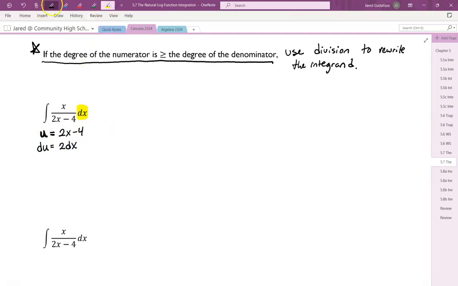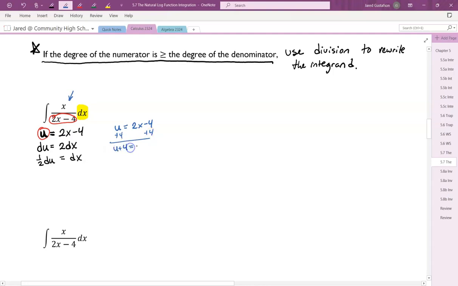Now the problem with that is rewriting 1/2 du equals dx. We still have this x that's floating around up top. So what did we talk about in cases like this? How do we get rid of that x? Well, if we rewrite the u equation and solve for x, we can then replace x with that. So how could we rewrite this integral in total?